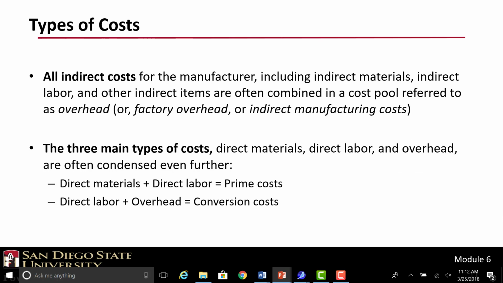So all indirect costs for the manufacturer, including indirect materials, indirect labor, and other indirect items, are often combined into a giant cost pool known as overhead. Sometimes we'll call it factory overhead or indirect manufacturing costs. There are the three main types of costs, therefore, right? Direct materials, direct labor, and overhead. And we can even condense those further and think about prime costs as being direct materials plus direct labor, and conversion costs, that's the cost to convert the raw materials into a final product, that's direct labor plus overhead.